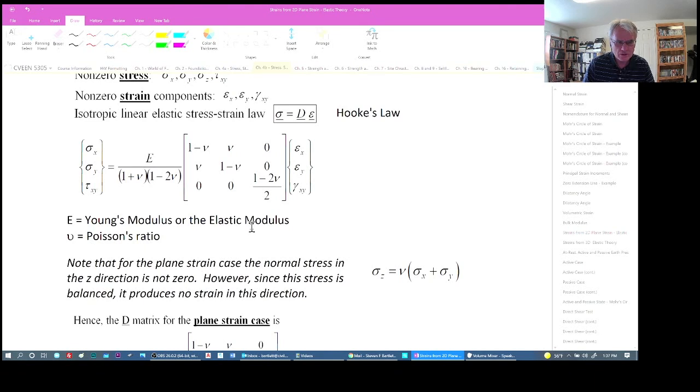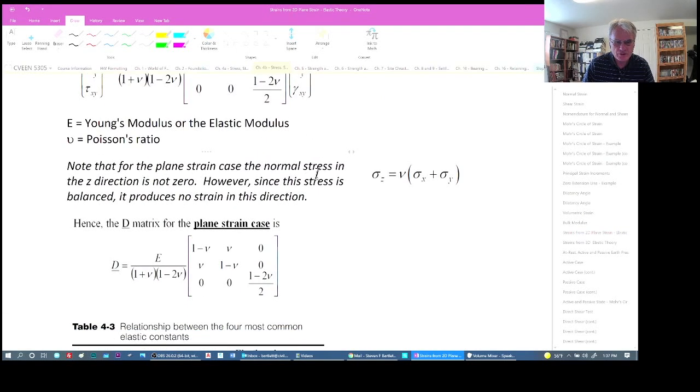Okay. But quite often we have stresses and we have material properties and we want to know strains. So matrix-wise, you've got to divide. You've got to solve this algebraically. So the strains is equal to the D matrix divided by the stress matrix.